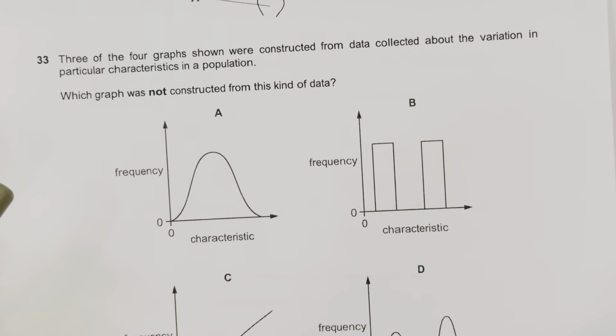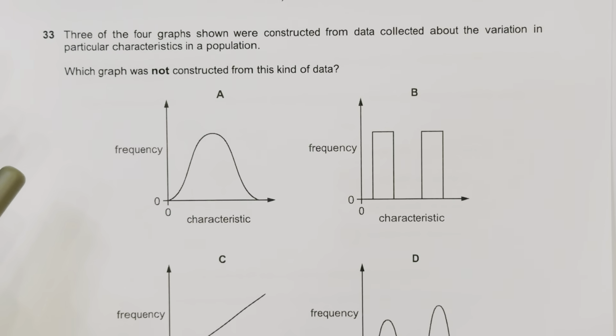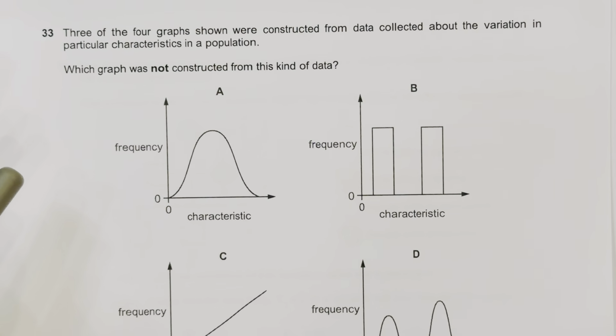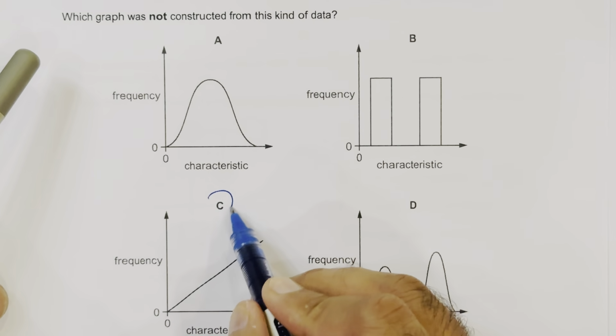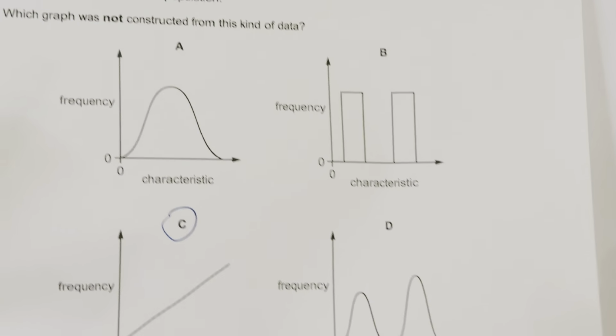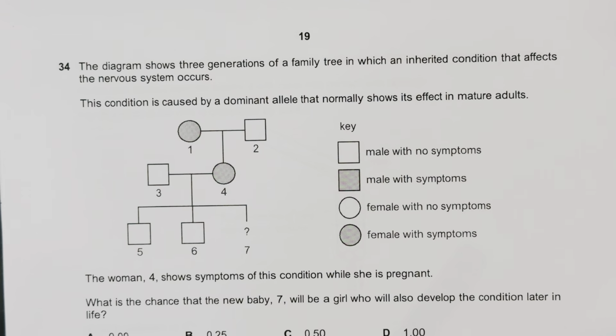Moving to question number 33. Three of the four graphs were constructed from data collected about the variation in a particular characteristic in a population. Which graph was not constructed from this kind of data? Frequency, characteristic. Option C is frequency directly proportional to the characteristic, so that's why option C is the right answer.